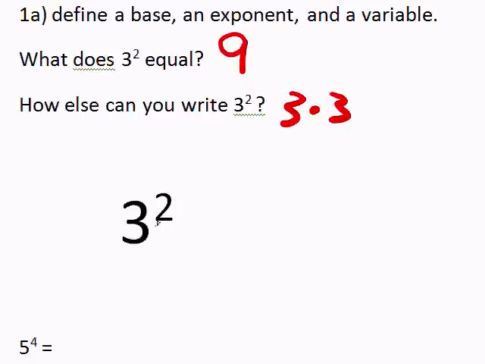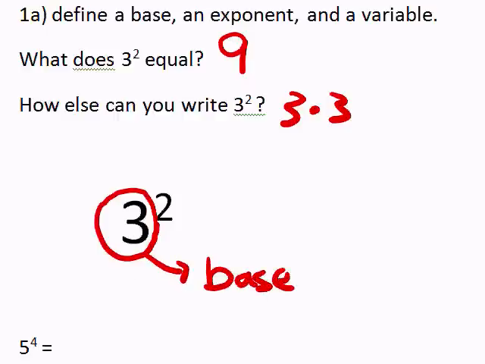In this example, 3, the number down below in a slightly larger font, is our base. The number above the 3 and to the right, now that's important that it has to be above and to the right, is the exponent.